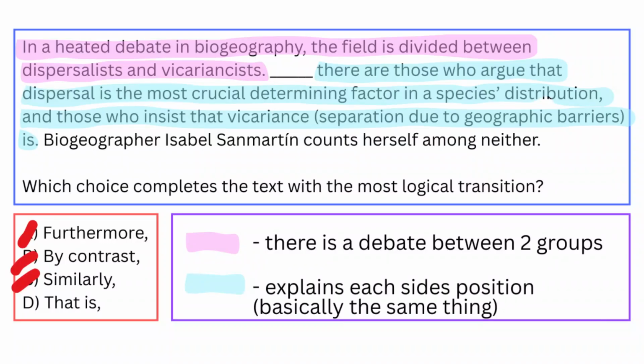That leaves us with answer choice D, that is. And this is called a restatement transition. It's not as common as the four types I went over, but it's perfect here because we just say the idea and then we kind of go into it a little more depth, but we're basically saying the same thing.